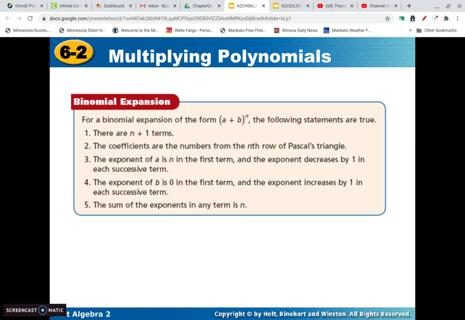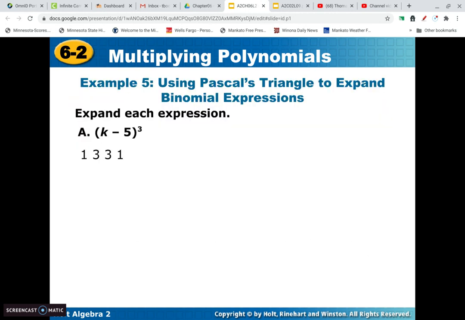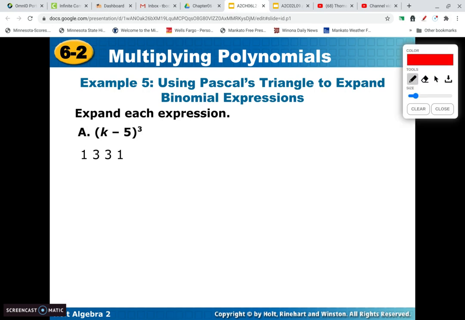So let's go on to the next one here. Yep, we got that. Okay. So let's see what we got here. The first term that we're going to do is we have the k. And the first coefficient, of course, if we look back at the pattern, is a 1.